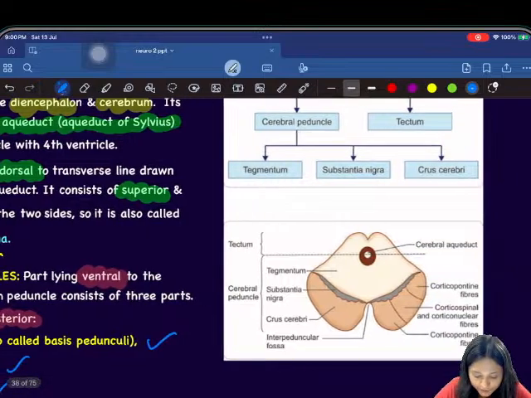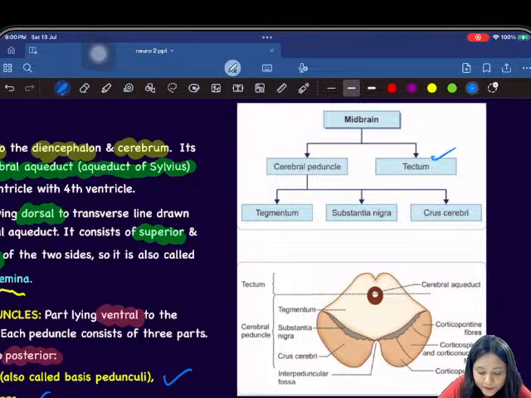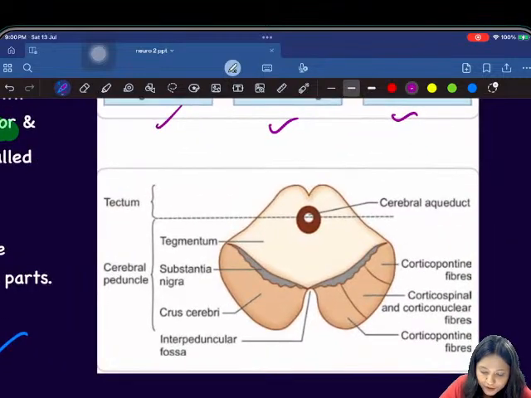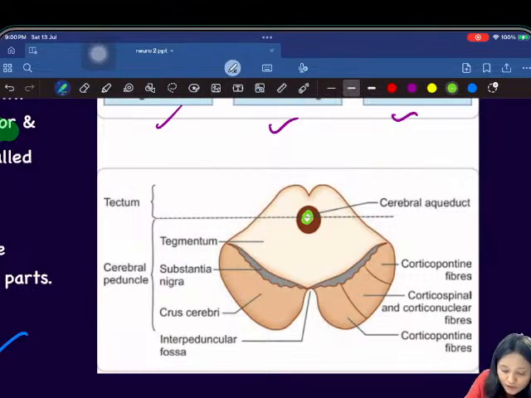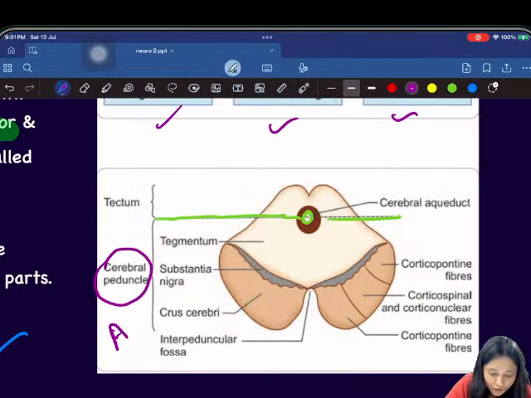So as you can see here, this is the division. You have the tectum and the cerebral peduncle. The tectum is lying posteriorly, the cerebral peduncle is lying anteriorly. Then the cerebral peduncle is again divided into crus cerebri, the substantia nigra, and the tegmentum, as you can see in this image. The cavity of the midbrain is the cerebral aqueduct. If you draw a transverse line like this, the anterior part is the cerebral peduncle, and the tectum is lying dorsally, posterior.